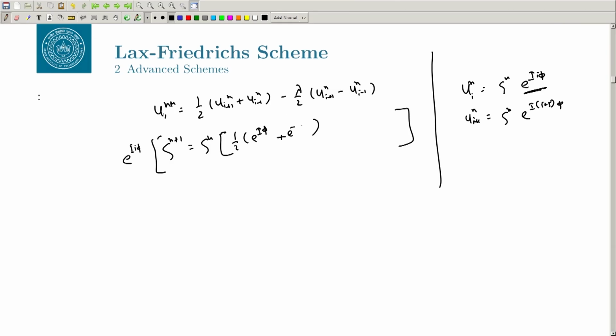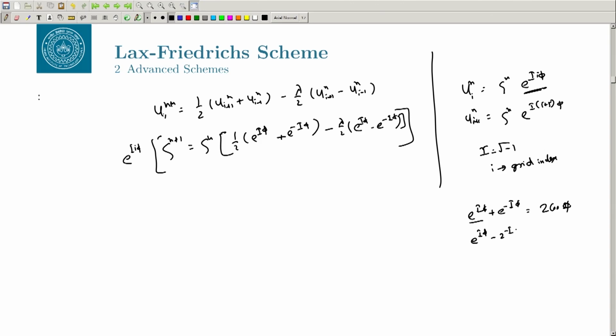Capital I is the complex number square root of minus 1 and i is the grid index once again, so that there is no confusion. And minus lambda by 2 (e to the power I phi minus e to the power minus I phi). So, we use the Euler equation. e to the power I phi plus e to the power minus I phi will be 2 cos phi, because it is cos phi plus I sin phi, and if you subtract it, that will be 2 I sin phi.